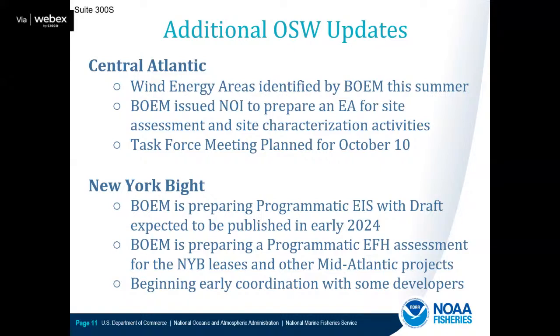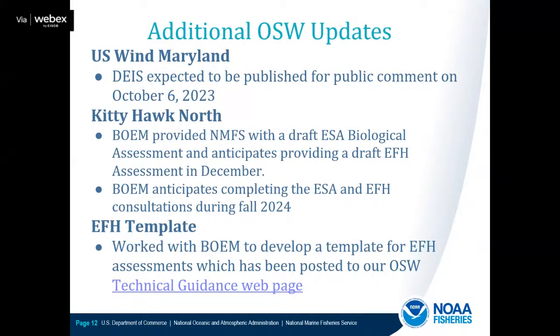Next slide, please. So U.S. Wind Maryland, the draft EIS is expected to be published in the Federal Register on October 6th, so this Friday. It is currently available on BOEM's website. This is a 45-day public comment period, so comments would be due on November 20th. Kitty Hawk North, BOEM has provided us with a draft ESA biological assessment and anticipates providing us with a draft EFH assessment this December. This project is being handled by our Southeast Regional Office, and they anticipate completing the consultations for this project in the fall of 2024.